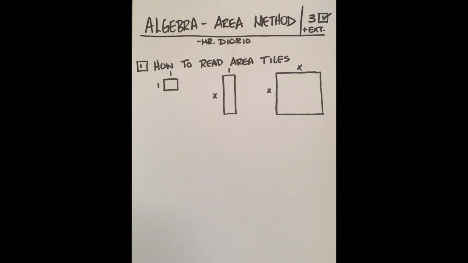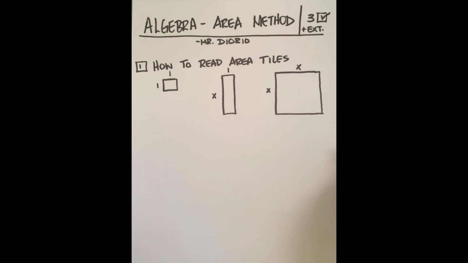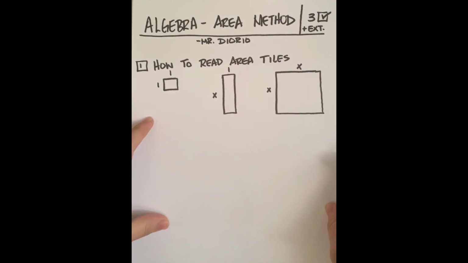This is the Algebra 1 area method video for homework, and we have 3 box questions and 1 extension. So first we have to learn how to read area tiles, because if you don't know how to read them, you won't know how to use them. An area tile is basically a tile with a certain amount of area in it.